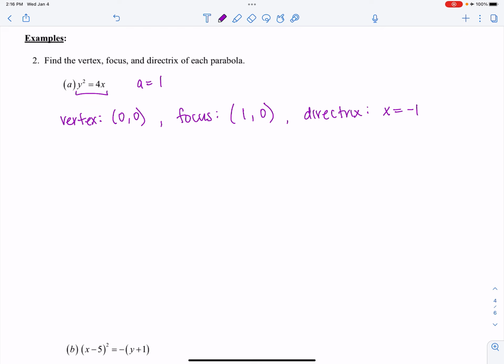And the absolute best way to double check that you're getting these things on the right track is graph it. Put this equation into your graphing calculator or into Desmos and double check that, yeah, the vertex is at (0, 0), the focus is at (1, 0), the directrix actually is at x equals -1. All these things are there. Just double check your work.